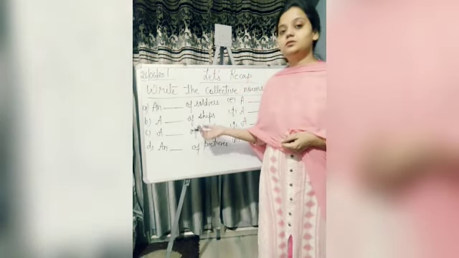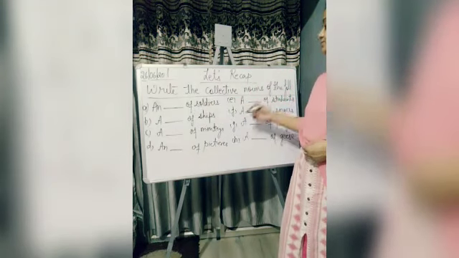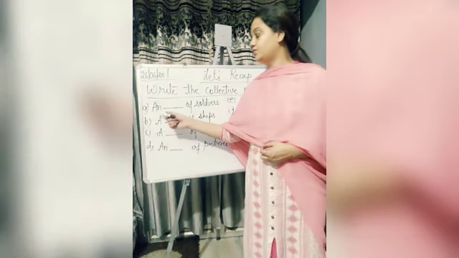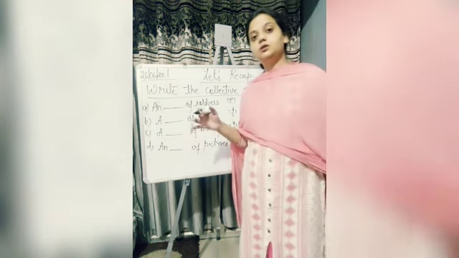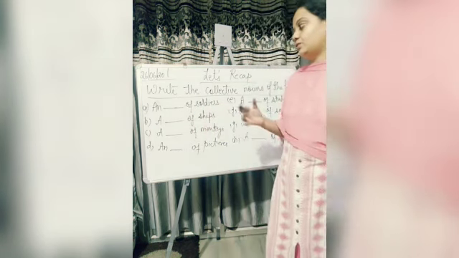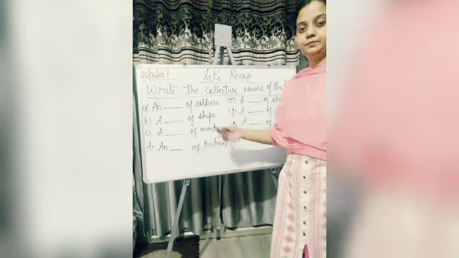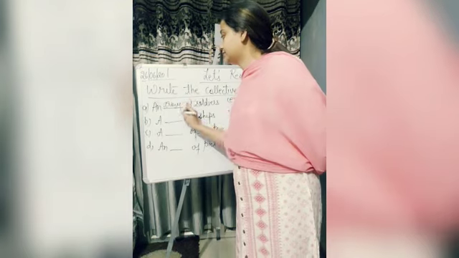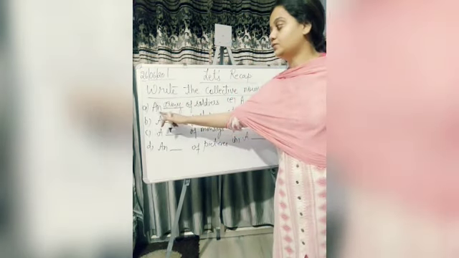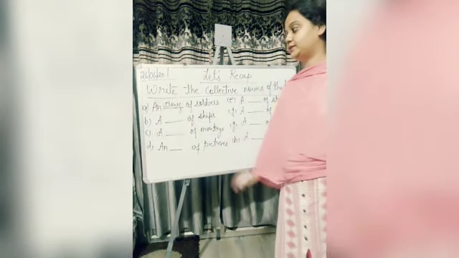Now let's do some collective noun exercise. Here you have to write the collective nouns of the following. So what do we call a dash of soldiers, when we have a group of soldiers? What is the collective noun for a group of soldiers? An army. We call it an army. So we say an army of soldiers.